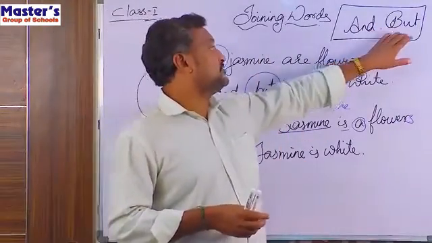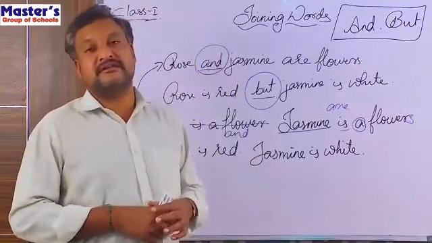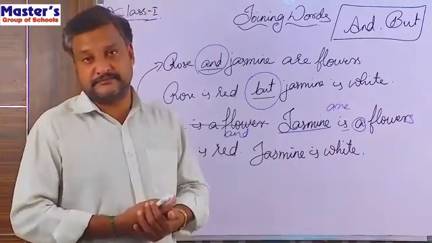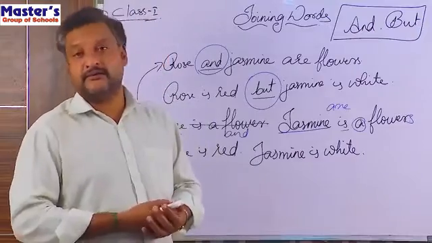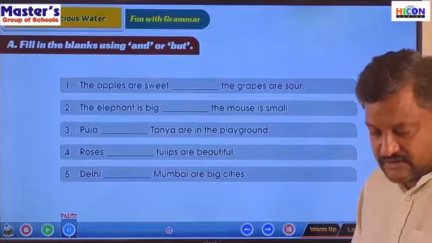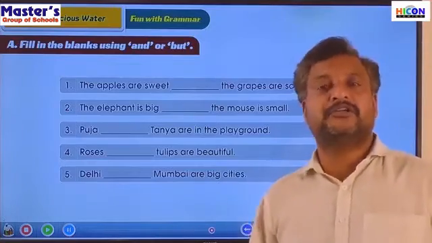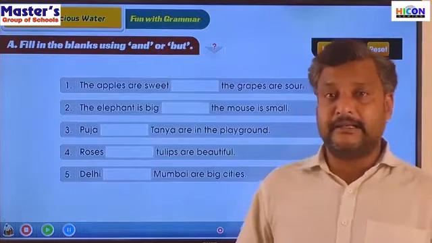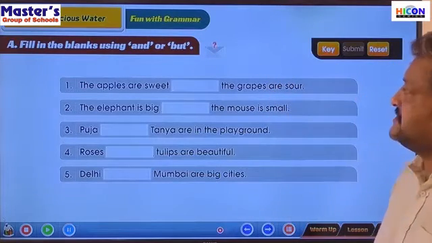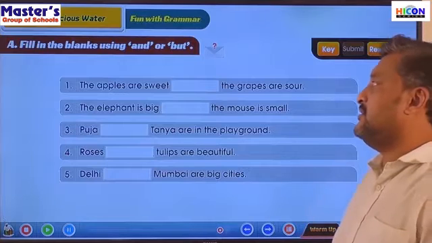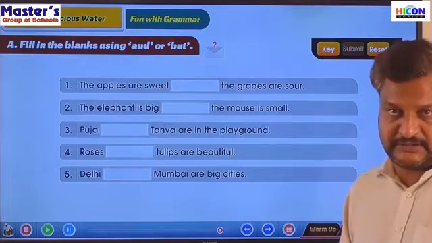And but is used when we have to unite sentences of opposite content. Right? Now, we will do the exercise related to this. Okay? So, we have learned about the usage of and, but, isn't it? And now, we have got an exercise over here. Fill the blanks using and or but.